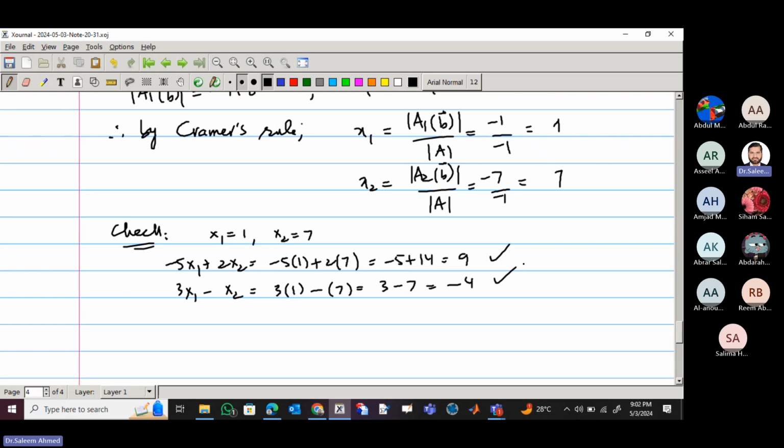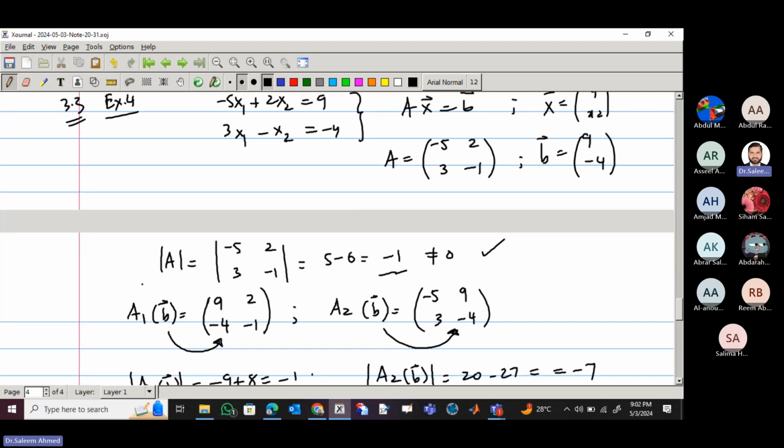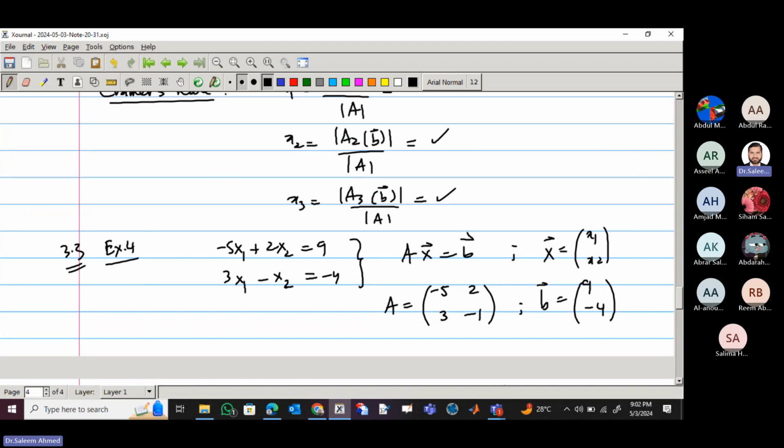So check is optional, but it's a very good idea. And you don't have to even write this check. You can do it in your mind. Let's say, just do it in your mind. OK, -5 into 1 is -5, plus 2 into 7 is 14. -5 plus 14 is 9. So that's OK, right?